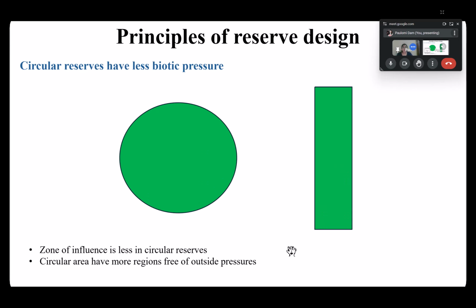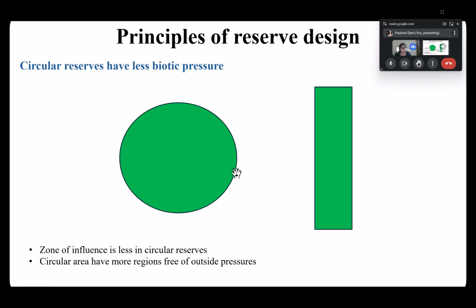Next one is circular reserves has less biotic pressure, and this is in context of zone of influence, which again is in context of poaching. Now, zone of influence is basically the region where you have these biotic pressures. What are biotic pressures? You have, let's say, example of poaching. So poachers enter. For poachers to enter from this periphery is easier, and they can reach the center quite quickly because they just have to breach this wall here.